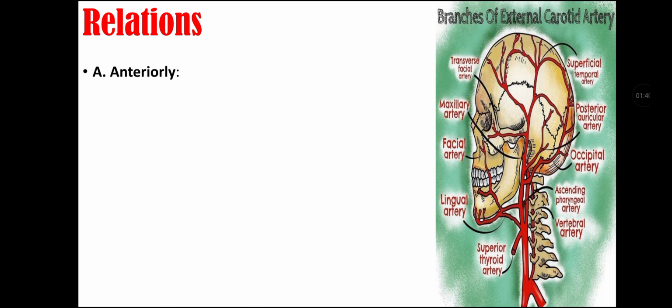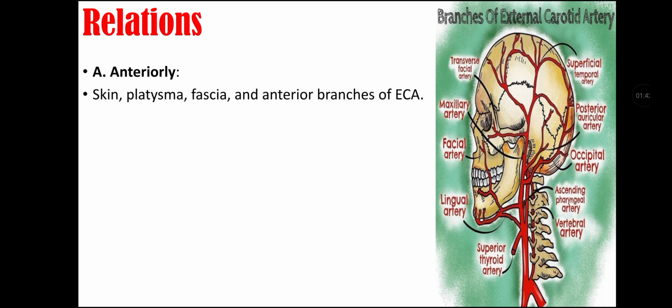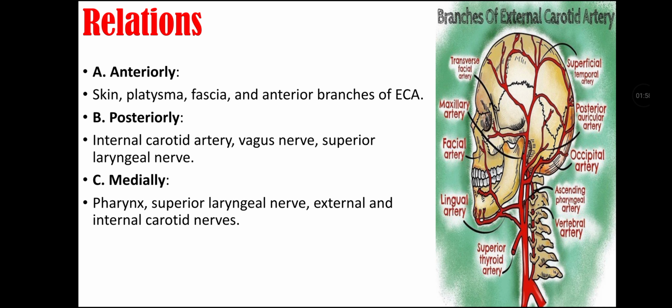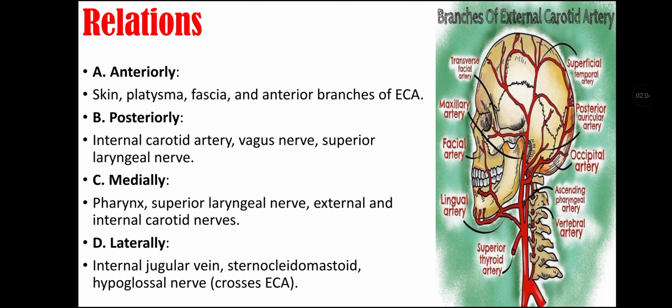Relations of external carotid artery. Anteriorly to the external carotid artery, there is skin, platysma, fascia, and anterior branches of external carotid artery. Posterior to it are the internal carotid artery, vagus nerve, and superior laryngeal nerve. Medial to this artery are pharynx, superior laryngeal nerve, external and internal carotid nerves. And lateral to this artery are internal jugular vein, sternocleidomastoid, and hypoglossal nerve.